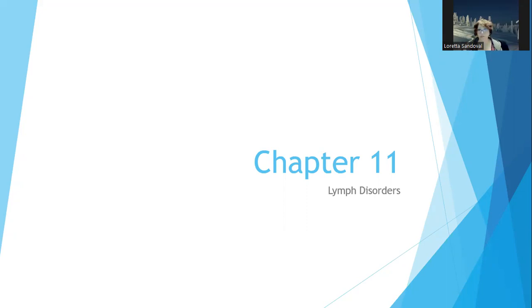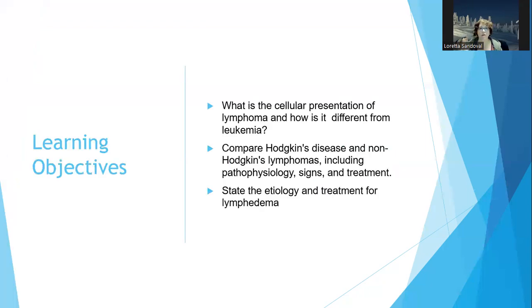returns a lot of the fluid that was released into the interstitial space. It's actually the start of the lymphatic system is in the interstitial space. And we'll just talk about the lymph system in general and then some lymph disorders. So the main lymph disorder that we can think of is lymphoma, which is a form of cancer.